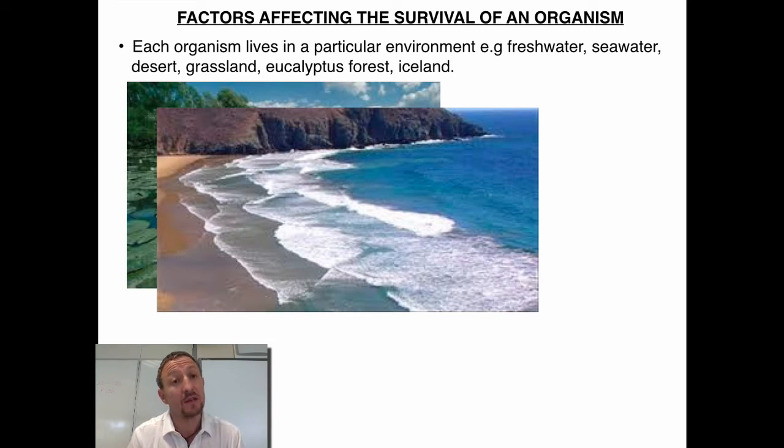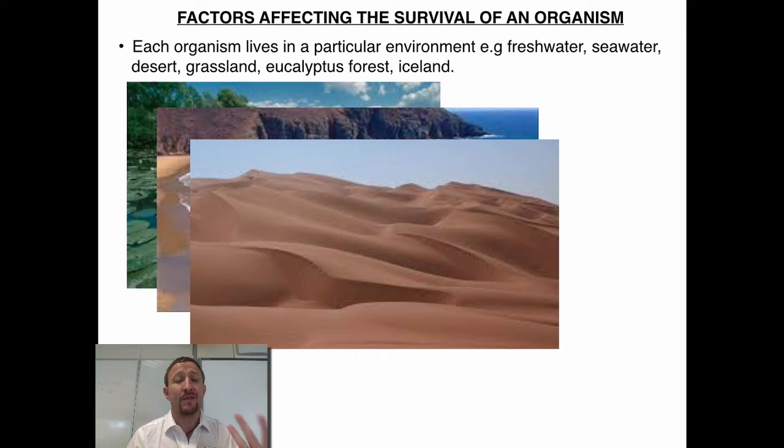Then you get some organisms, for example, the bull shark. The bull shark is able to actually cross from saltwater into freshwater. That's why often here on the Gold Coast we have a number of bull sharks which will cross that boundary from seawater into freshwater, from high salt areas to no salt areas. So there's one example. We've then got deserts.